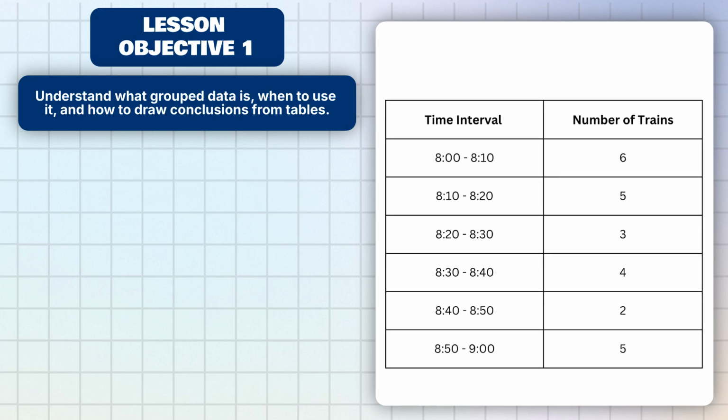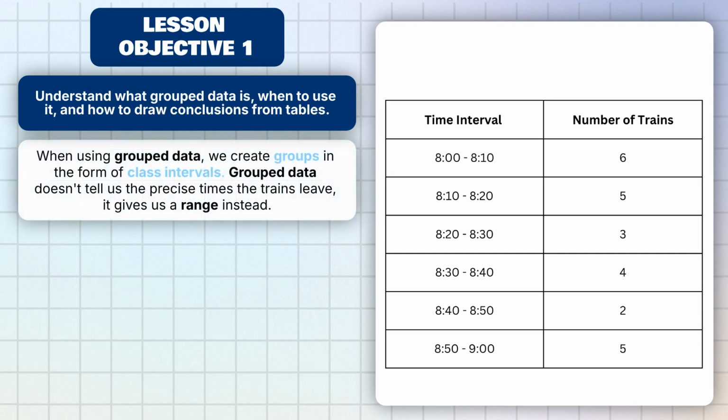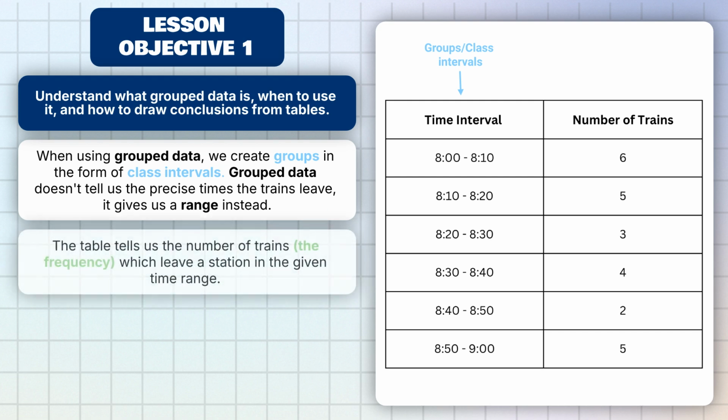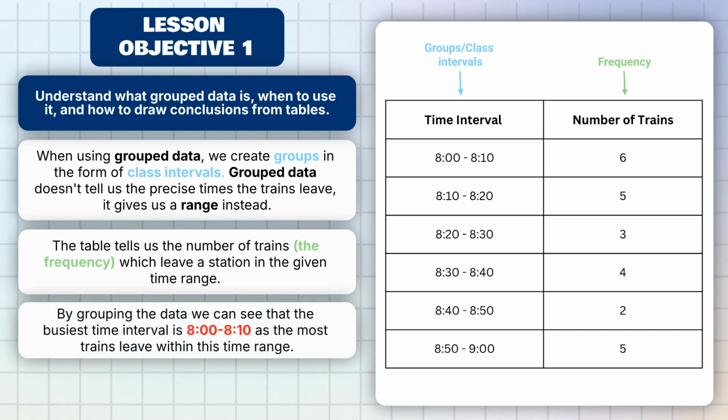For example, imagine we're recording the times that trains leave a station between 8 a.m. and 9 a.m. Instead of noting the exact minute each train departs, we group the times into 10-minute intervals. The class interval tells us the time range that a given number of trains leave the station. This way, we can easily see which parts of the hour are busiest by looking at the number of trains, which tells us the frequency. The table shows the grouped train departure times. By grouping the data, we make it immediately clear that the busiest time interval is 8 o'clock to 8:10.